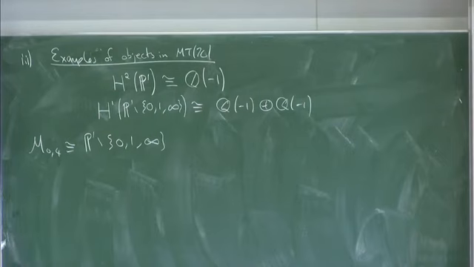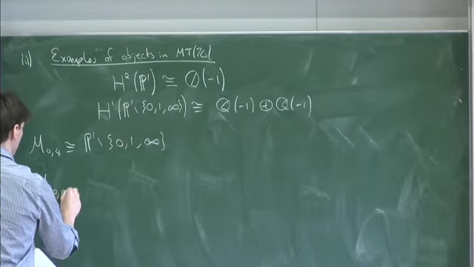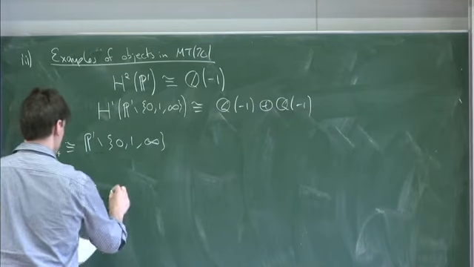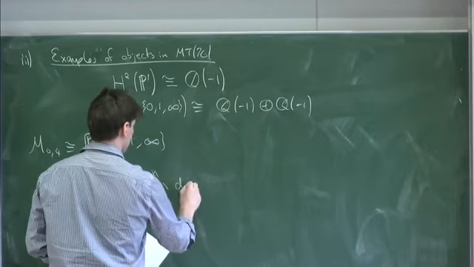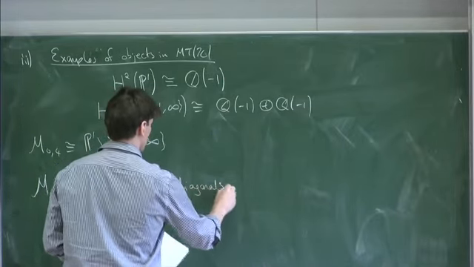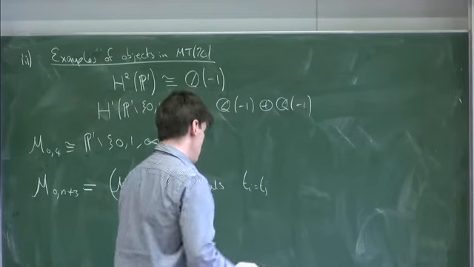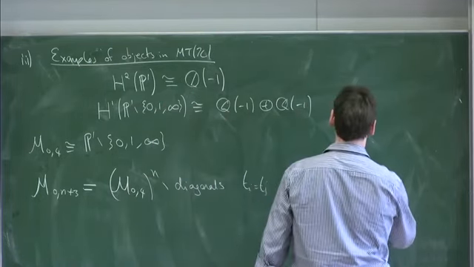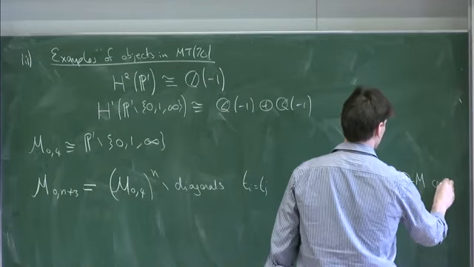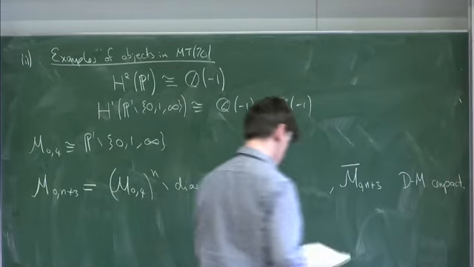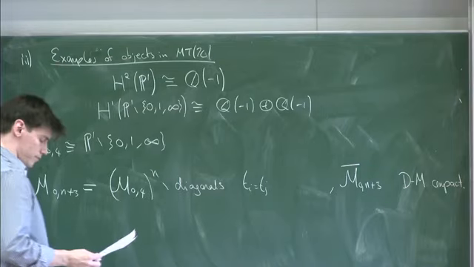Here's one way. I write P1 minus 3 points, which is of course M04, and M0,n+3 is n copies of M04 minus the diagonals. And then we have M0,n+3 bar, the Deligne-Mumford compactification. So this is some smooth scheme over Spec Z, etc.